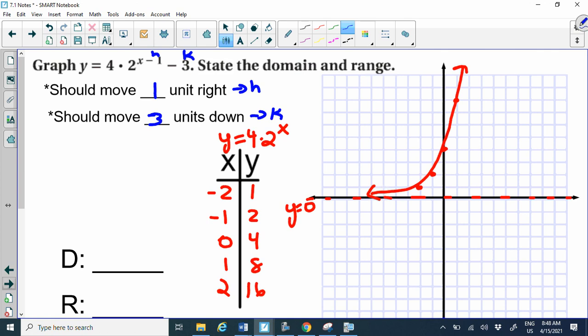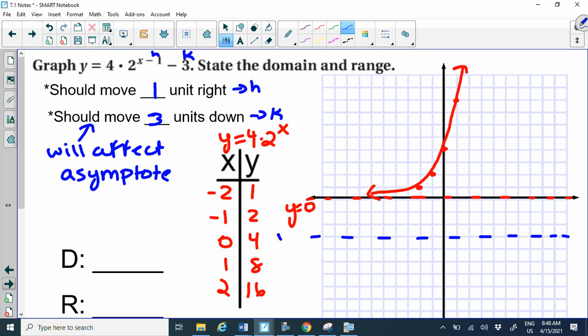Now, before I actually graph these points, the thing you should do is graph your asymptote. And remember, it's the K value that will affect the asymptote. So we need to take our asymptote and move it down 3. So 1, 2, 3. Now I draw that, and now I write the new equation of y equals -3. Okay? There we go. So anytime you have a K value, use it to move your asymptote. And don't forget, make sure you write the equation. And it's always y equals since we have a horizontal line.